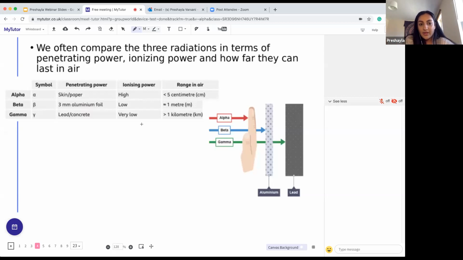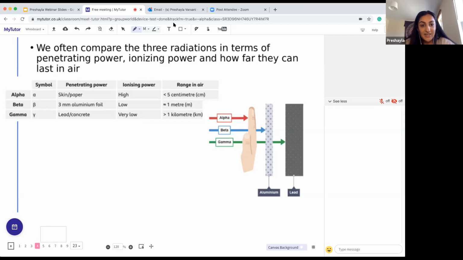The third thing that we can compare them with is their range in air. Alpha can only last for 5 centimeters in air. It will only affect an object if it's less than 5 centimeters away. Beta can range up to 1 meter, and gamma can go for a whole kilometer.